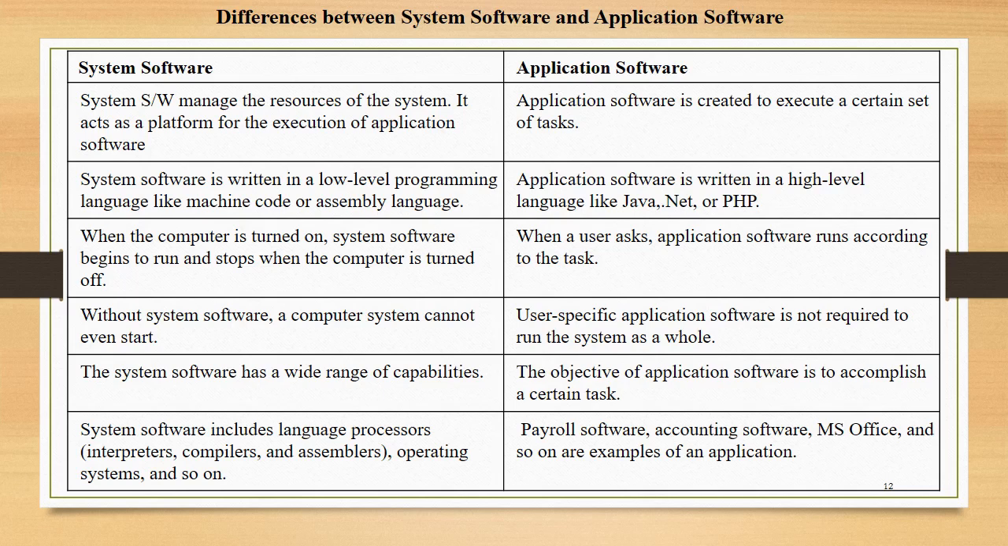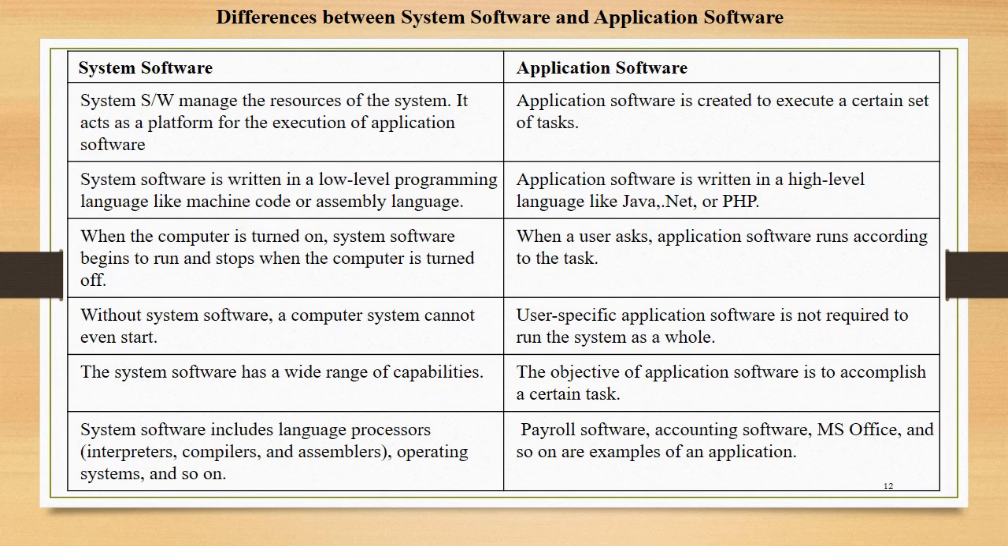System software manages the resources of the system. It acts as a platform for the execution of application software. Application software is created to execute a certain set of tasks. System software is written in a low-level programming language like machine code or assembly language. Application software is written in a high-level language like Java, .NET, or PHP. When the computer is turned on, system software begins to run and stops when the computer is turned off. When a user asks, application software runs according to the task.